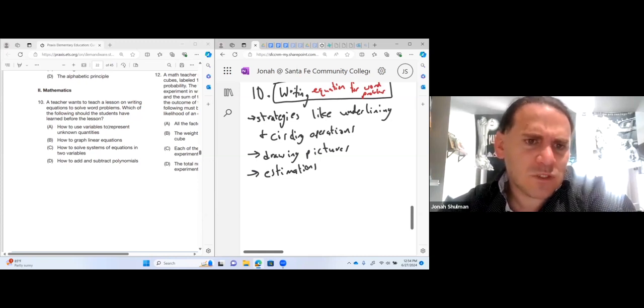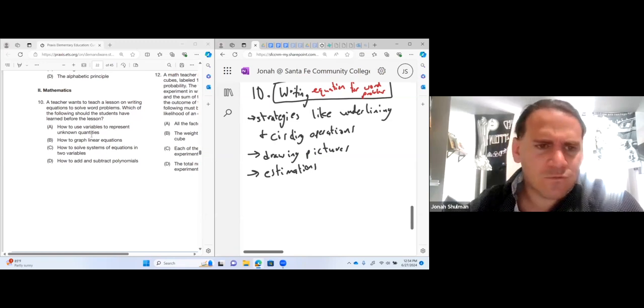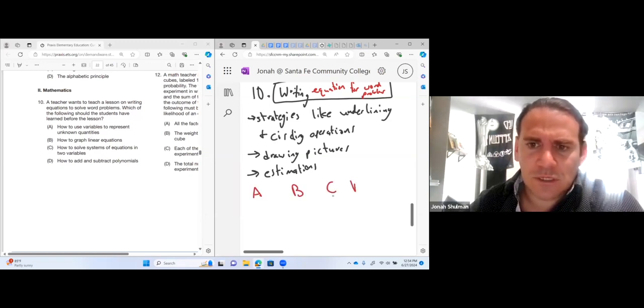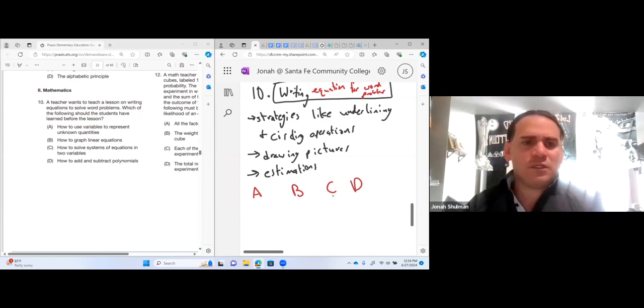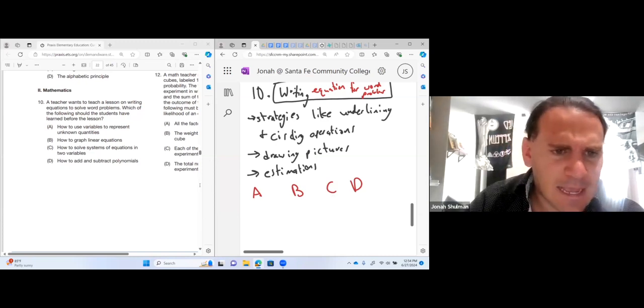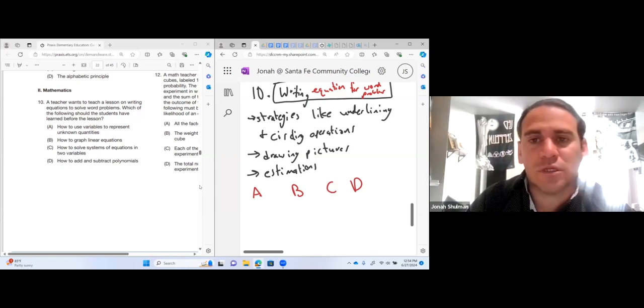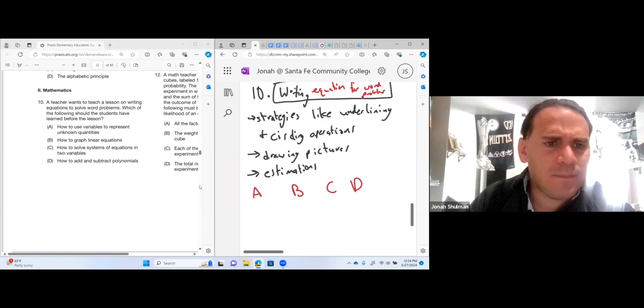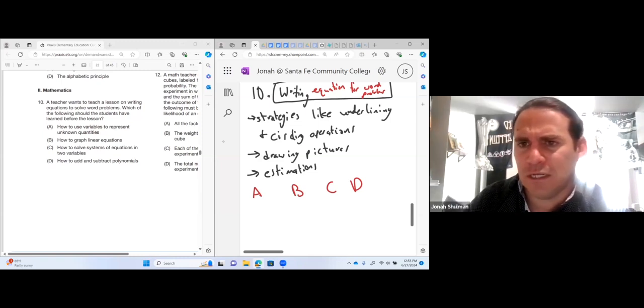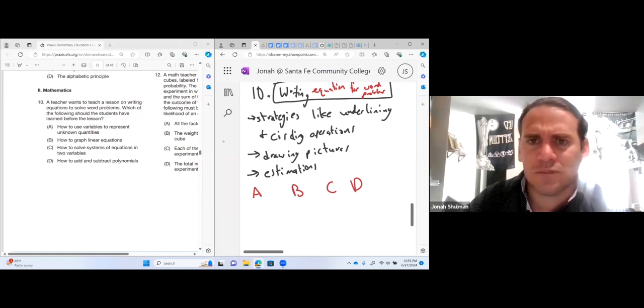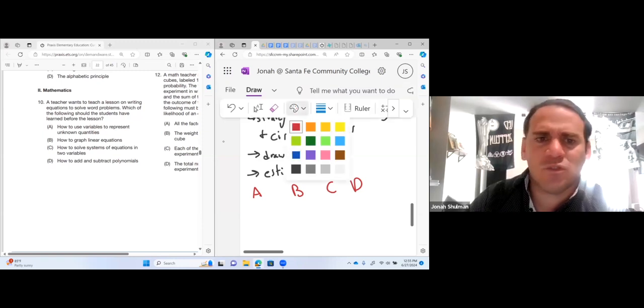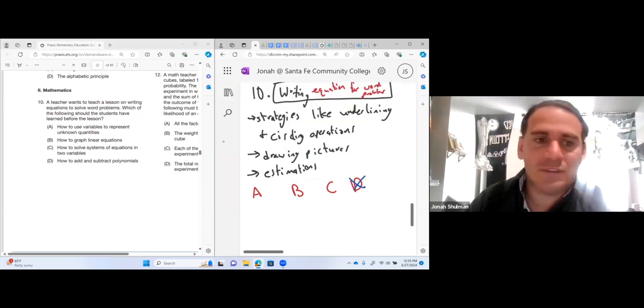How to use variables to represent unknown quantities. That's definitely something good, but we want to know what they should have learned first. So we have the choices A, B, C, and D. I'm going to probably use elimination. How to add and subtract polynomials. That has nothing to do with writing the equation for word problems. They probably just want to know what happens in the sequence. So I'm not going with D.